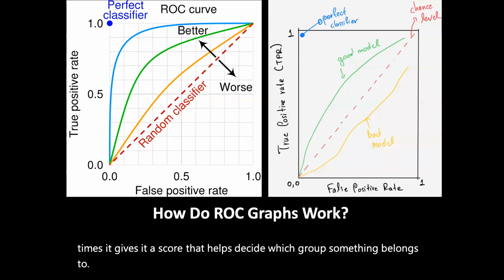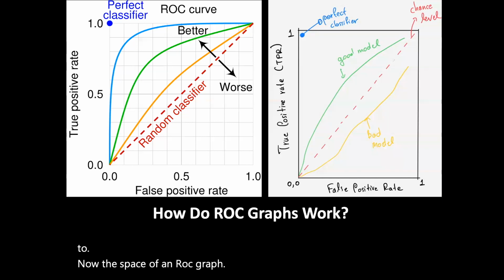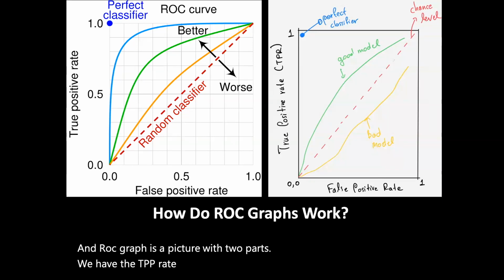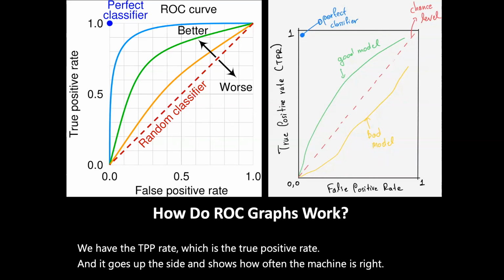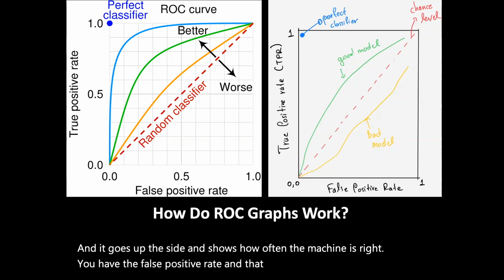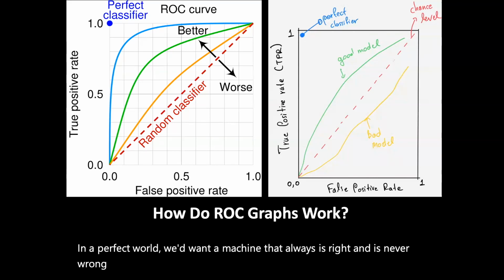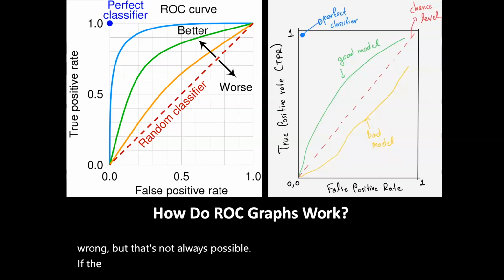Now, the space of an ROC graph. An ROC graph is a picture with two parts. We have the TP rate, which is the true positive rate, and it goes up the side and shows how often the machine is right. We have the false positive rate, and that goes along the bottom and shows how often the machine is wrong. In a perfect world, we'd want a machine that always is right and is never wrong, but that's not always possible. If the machine only says yes or no, it makes a single point on the graph, but it gives scores.